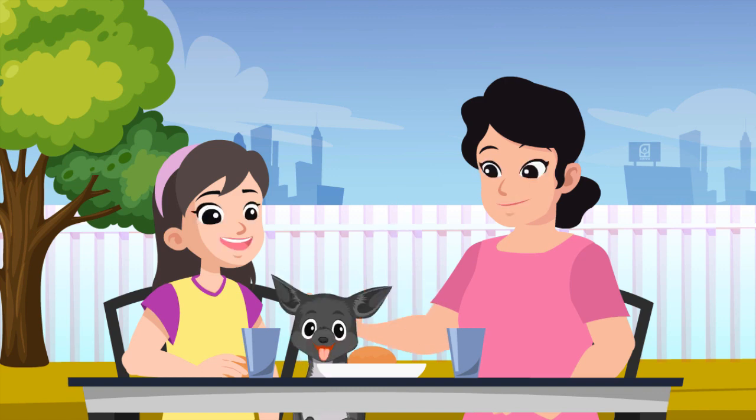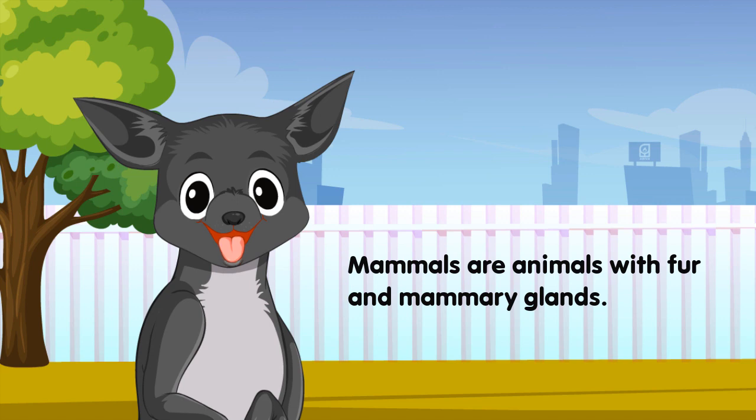Now, look at Ember. How does she look? She has fur, Mommy. Correct. Ember is a mammal. She is covered with fur, and she has mammary glands.